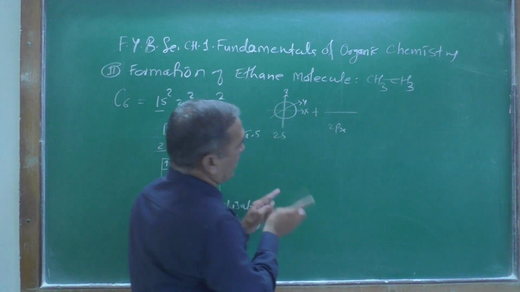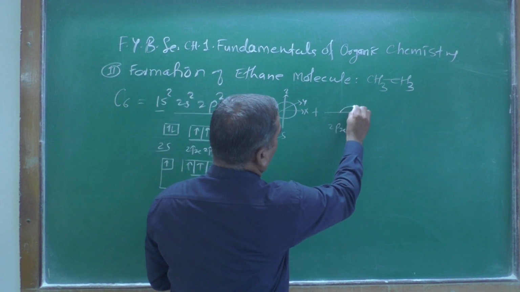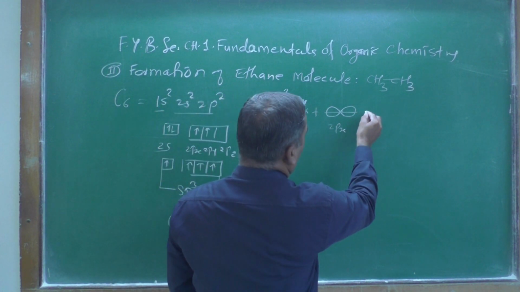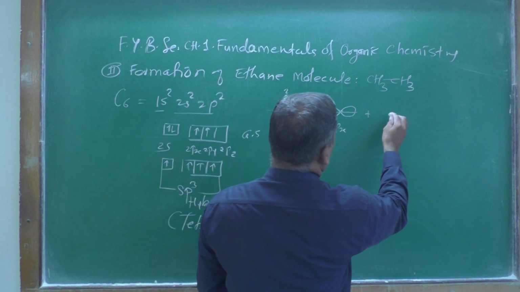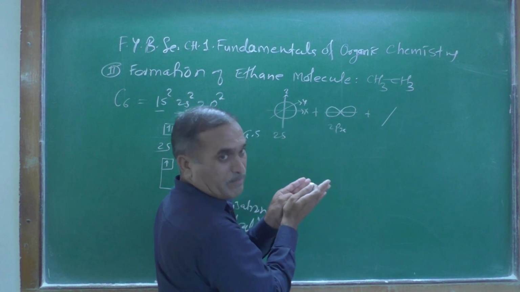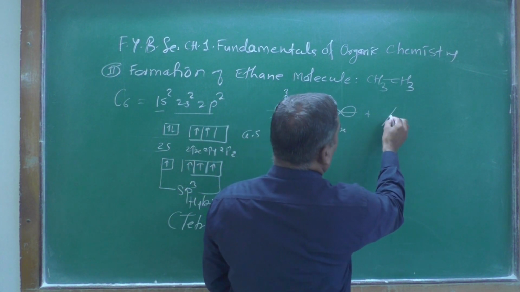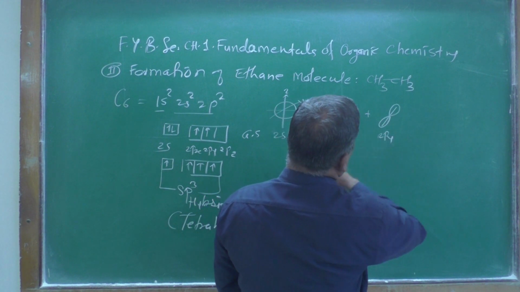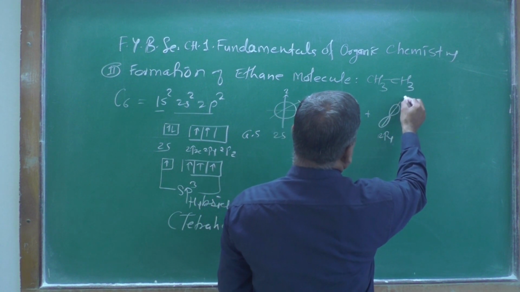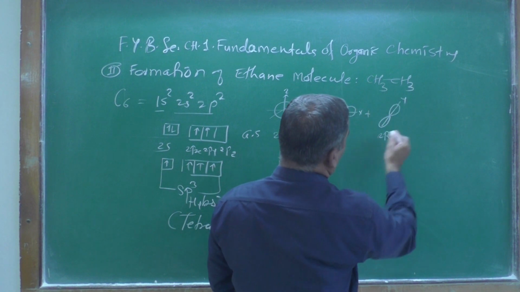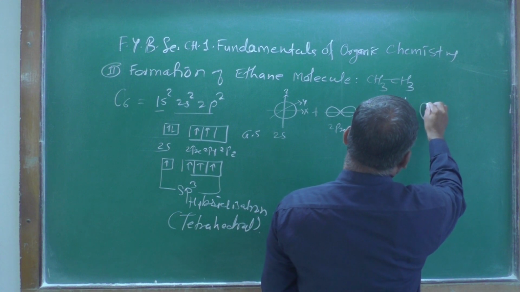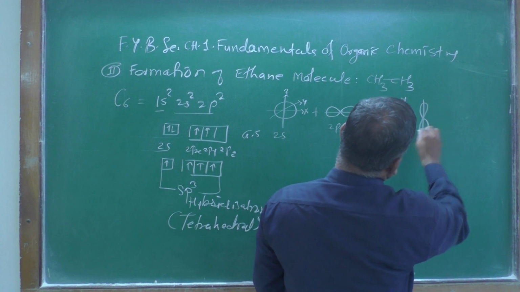The second one is a 2px orbital, and the 2px orbital's lobes are like this, dumbbell shape, right? It's very easy. The px orbital means slightly in this manner, and then there is the 2py orbital along the y axis, this will be the x, and the next one is the 2pz orbital. For the 2pz orbital, the axis is like this.